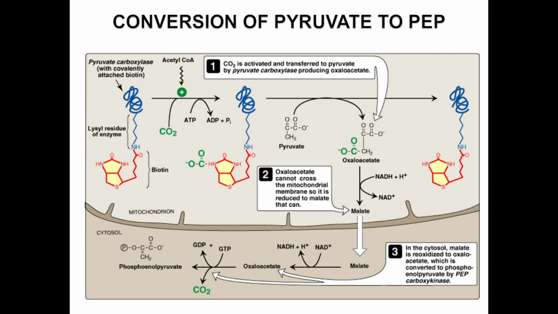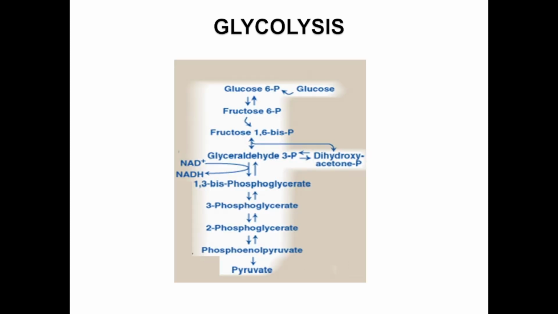So we convert pyruvate to oxaloacetate by adding carbon dioxide using this coenzyme. Oxaloacetate cannot cross the mitochondrial membrane. It will be converted to malate. Malate can cross the mitochondrial membrane, go out to the cytosol, and be converted back to oxaloacetate. Oxaloacetate will convert to phosphoenol pyruvate. So from here to get here, we needed two reactions, and we even need to convert oxaloacetate to malate to get from inside the mitochondria to the cytosol.